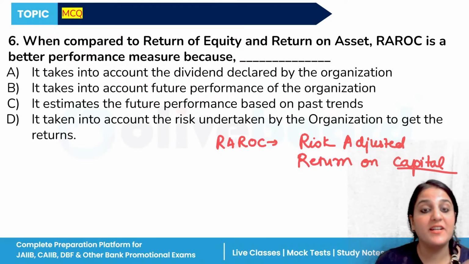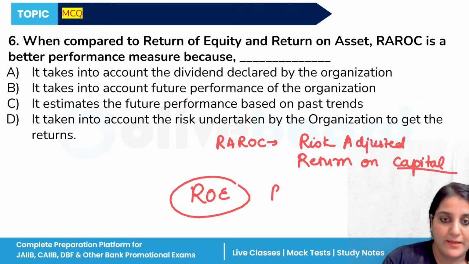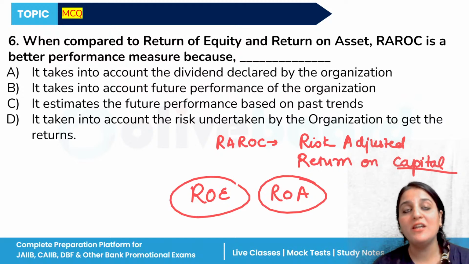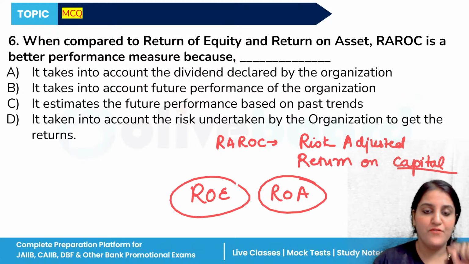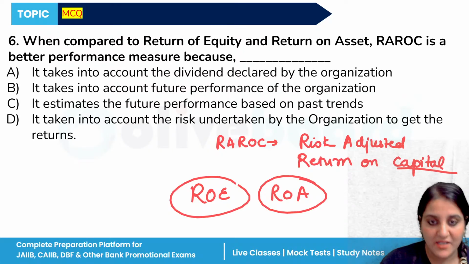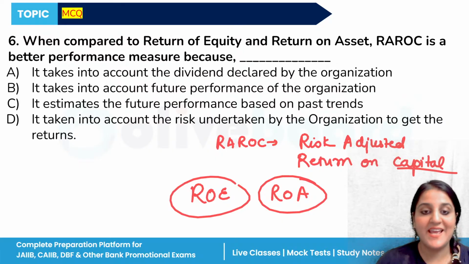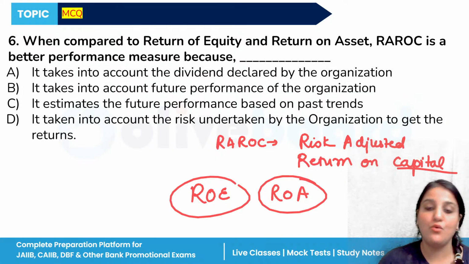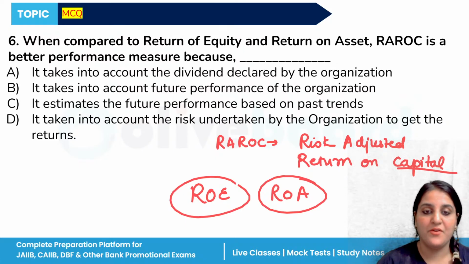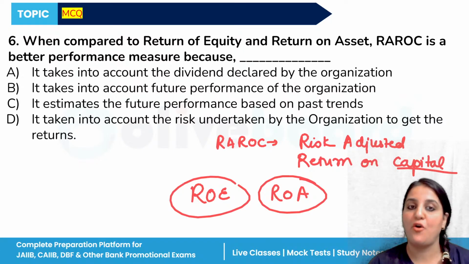And ROE and ROA are traditional performance measures which focus only on the return generated without considering the risk involved. RAROC is a better performance measure because it factors in the risk taken by the organization to achieve its returns. This provides a more comprehensive and accurate assessment of an investment's profitability.